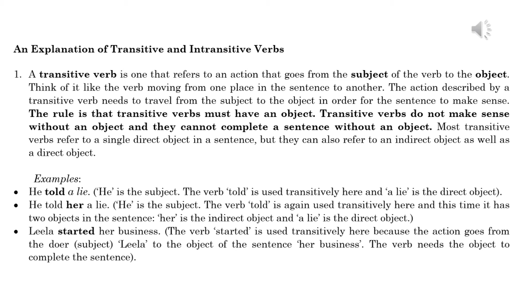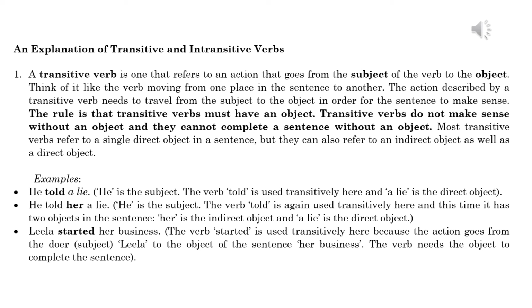An explanation of transitive and intransitive verbs. 1. A transitive verb is one that refers to an action that goes from the subject of the verb to the object. Think of it like the verb moving from one place in the sentence to another. The action described by a transitive verb needs to travel from the subject to the object in order for the sentence to make sense. The rule is that transitive verbs must have an object. Transitive verbs do not make sense without an object, and they cannot complete a sentence without an object.